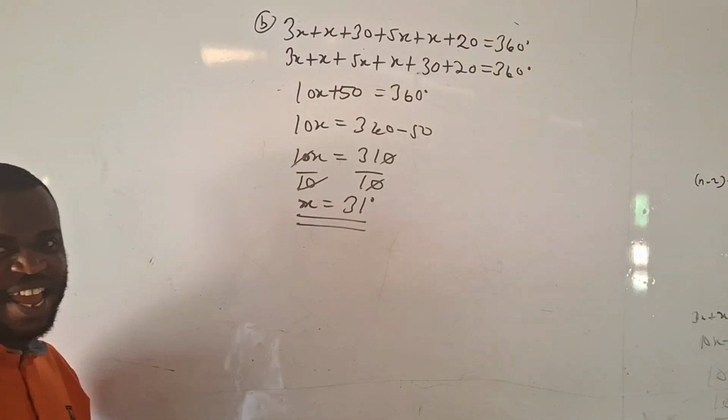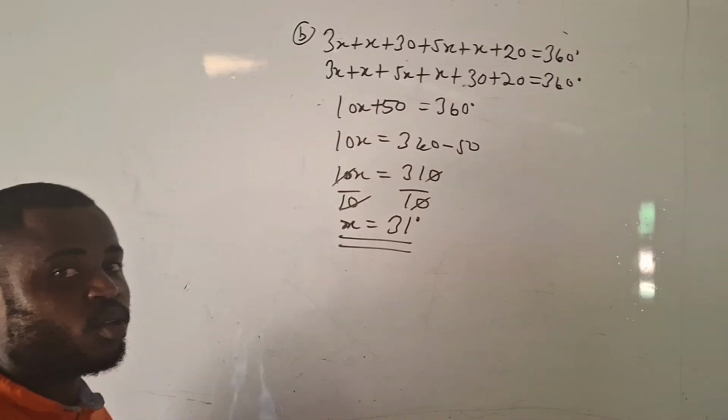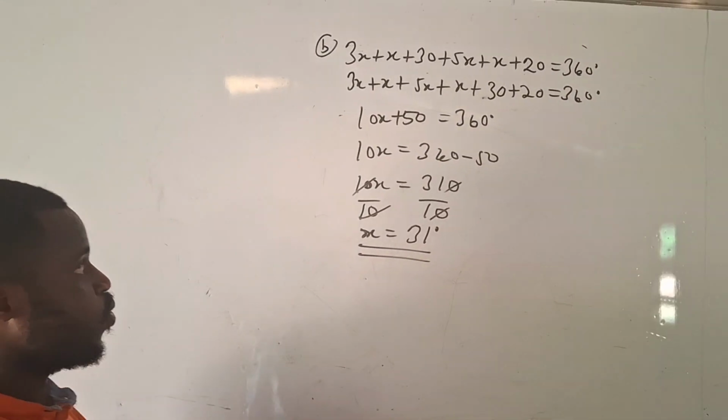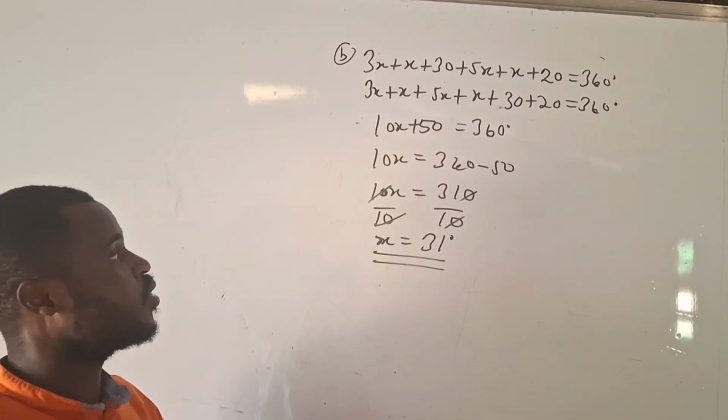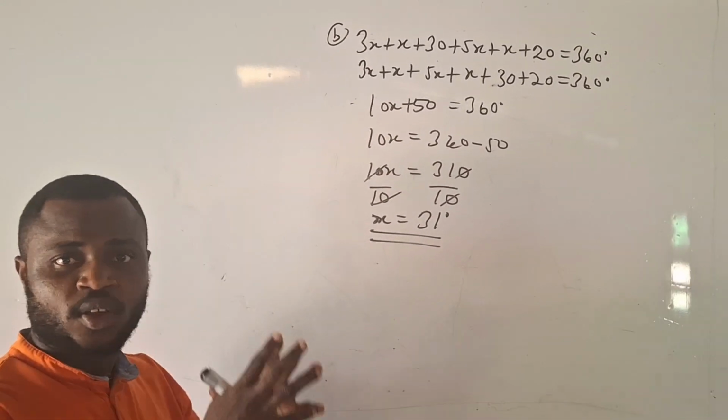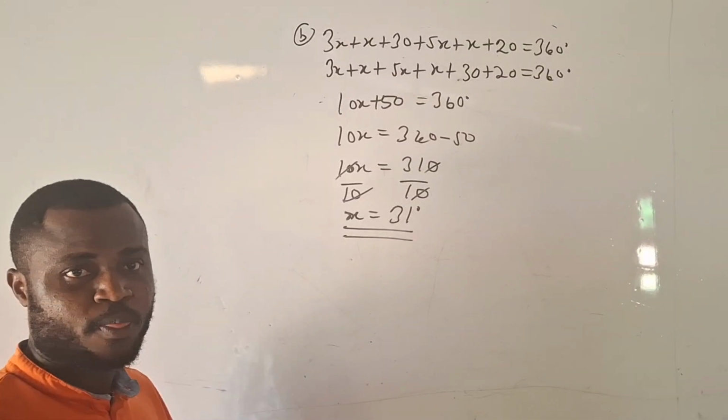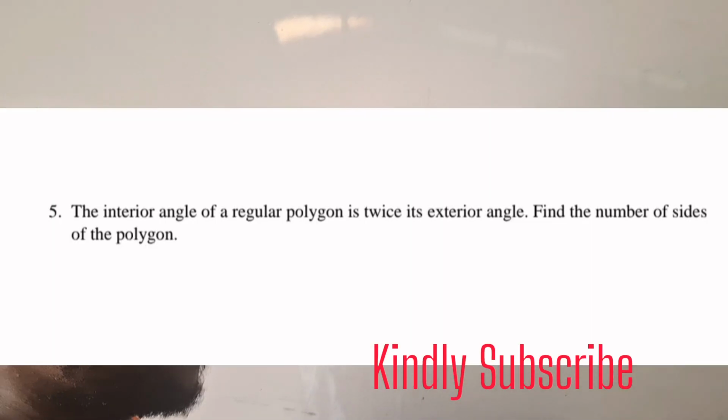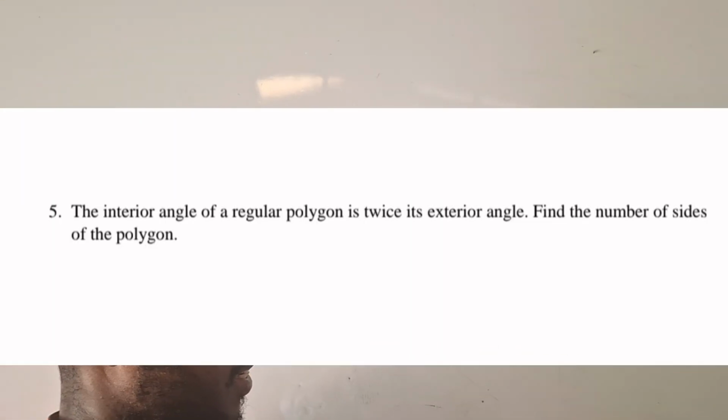So this is how we find the exterior angle of the polygon they gave us. So this is how it is done. So let's take the last question on this topic. Now, the last question says that the interior angle of a regular polygon is twice its exterior angle. Find the number of sides.